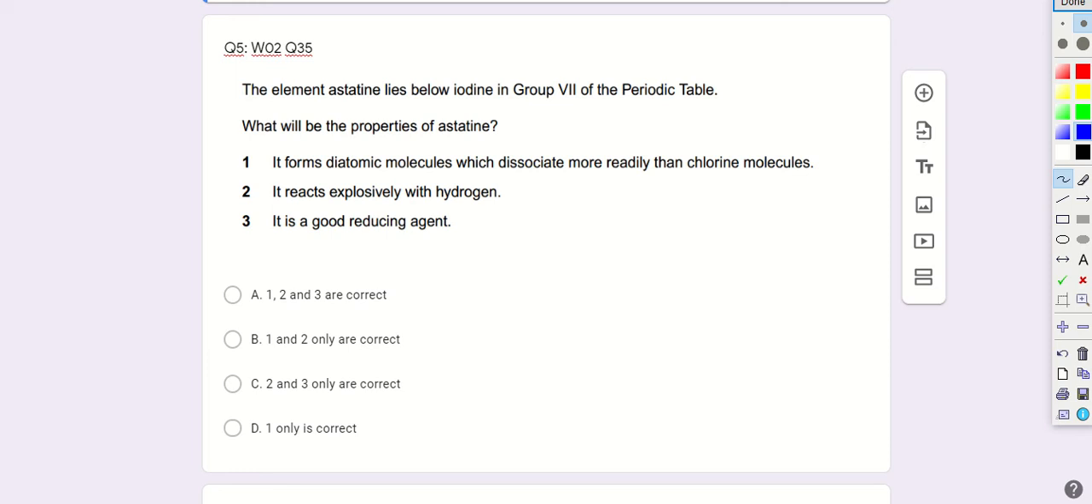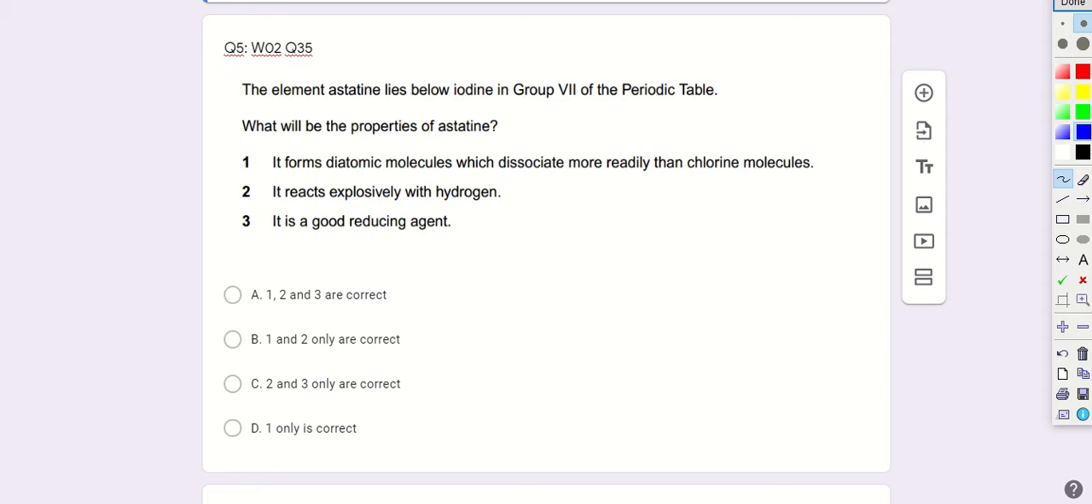Chapter 12, Question 5. The element astatine lies below iodine in group 7 of the periodic table. What will be the properties of astatine? This is a question on halogens, group 17 elements. So astatine is below iodine in the periodic table. In this question, you must know the properties of group 17 halogens very well.